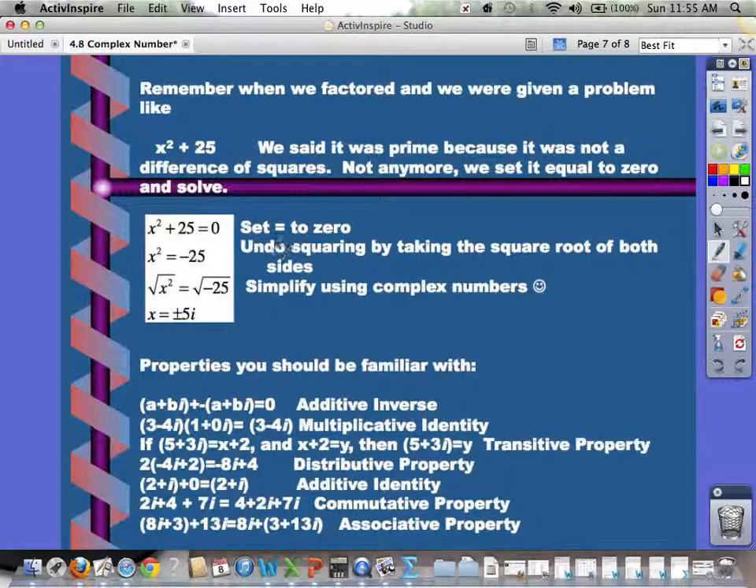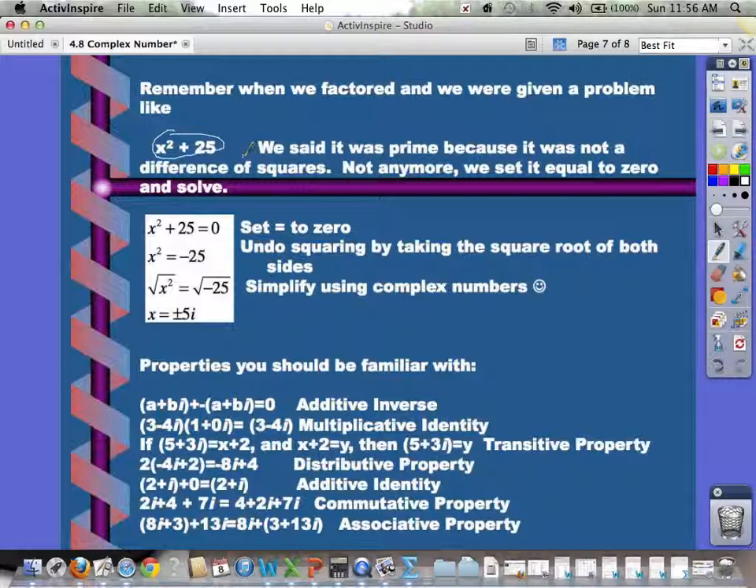Remember when we factored, we were given a problem like this. x squared plus 25. I threw those at you just to mess with your minds because I was trying to get you to look for those patterns of difference of squares. And I threw that plus in there because at the time we were factoring, we can't factor those. All right, so it was said to be prime because it was not a difference of squares, it was addition of squares. Well, that's not true anymore, okay? We set these equal to 0 and solve them. So from now on, like I said, everything that you got is not going to be prime.